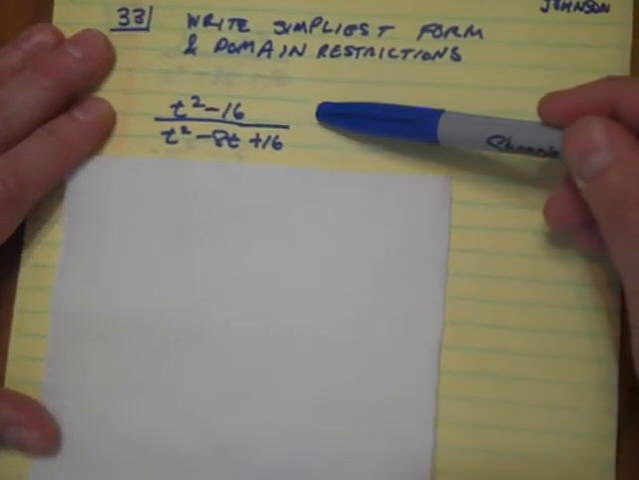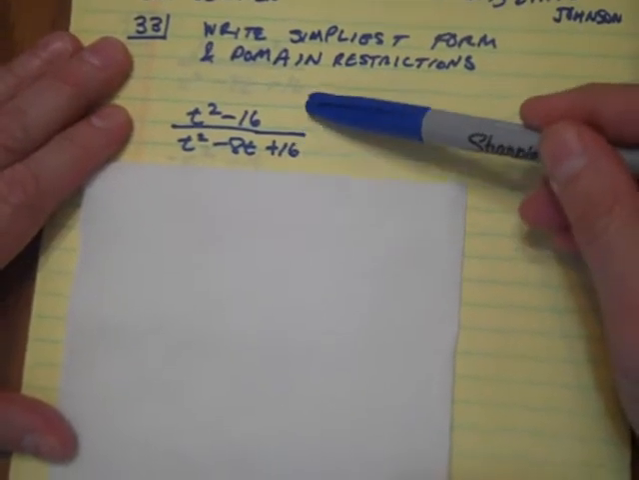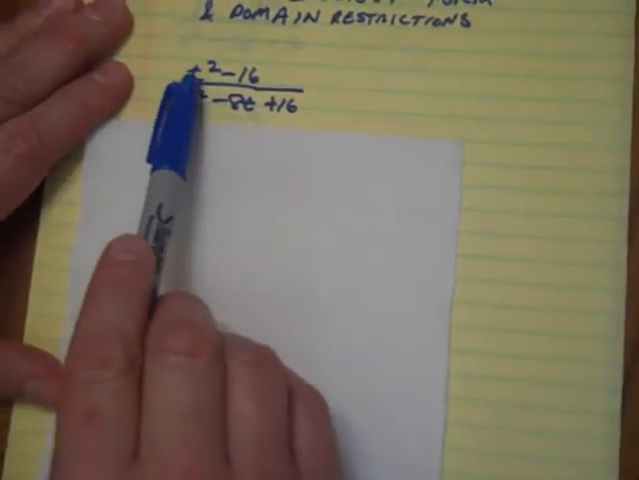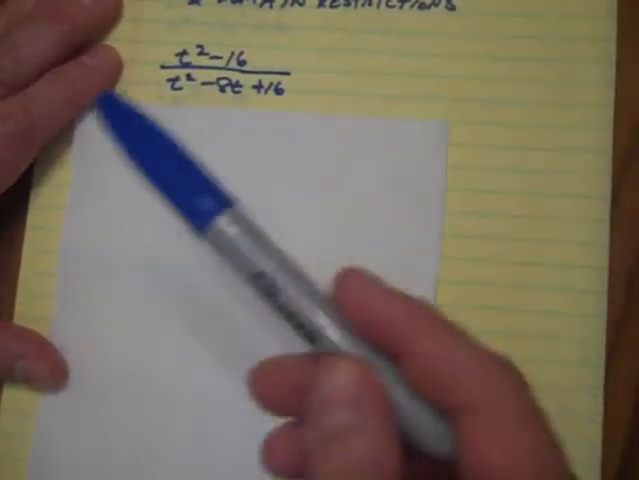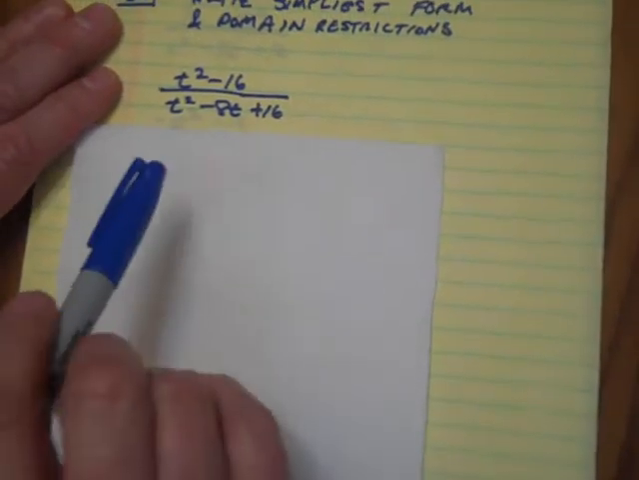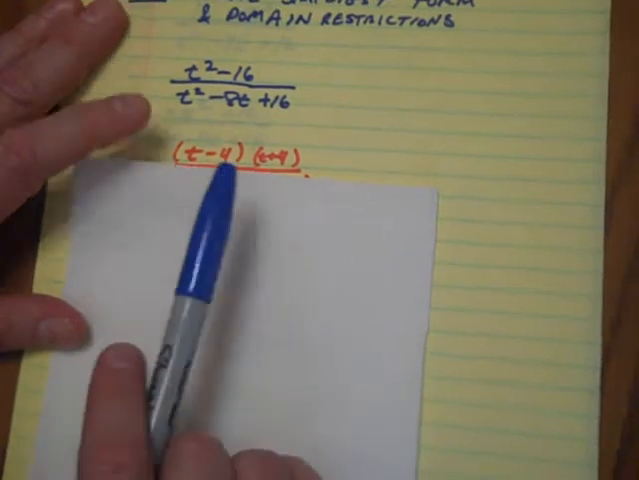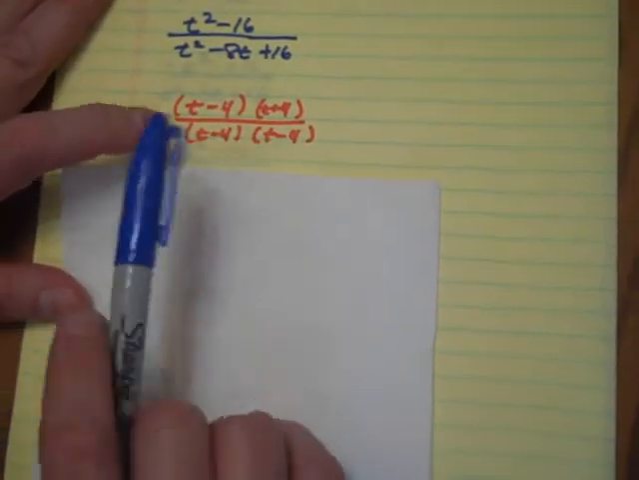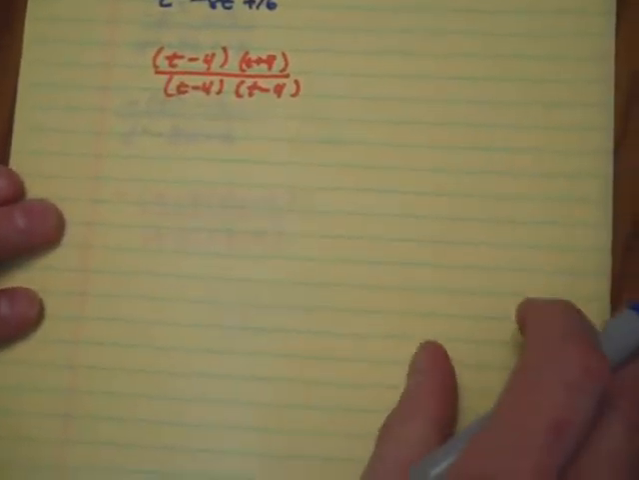This is an expression because there's no equal sign, and it's rational because it's a ratio. Every time you look at these, you've got to factor first. This is 2 terms, and this is 3 terms, and you cannot cancel the t squared, you can't cancel the 16s, you have to factor first. Hopefully you can look at t squared minus 16 and say that's t minus 4, t plus 4. And on the bottom, it's t minus 4, t minus 4. And I didn't cancel anything out at this point.